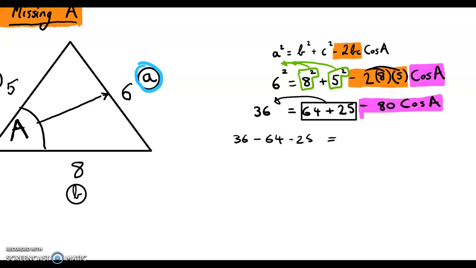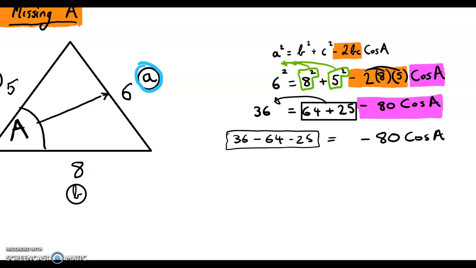That minus sign is still there. So you must remember to write down the minus sign. So it's equal to minus 80 cosine of A. Okay, don't forget the minus sign. Now when you do this, you can tidy things up even further. Do this, you end up with minus 53. Okay, so we're just doing this gradually, going nice and slow.